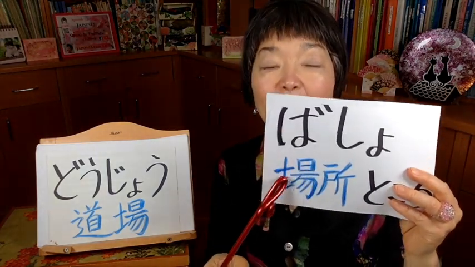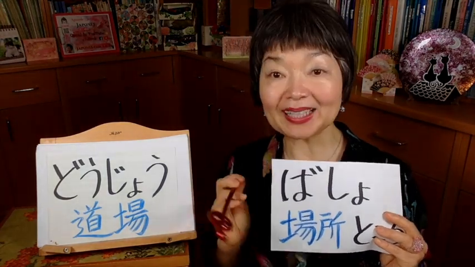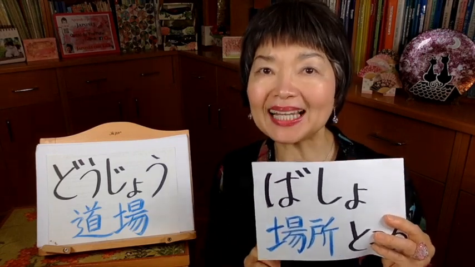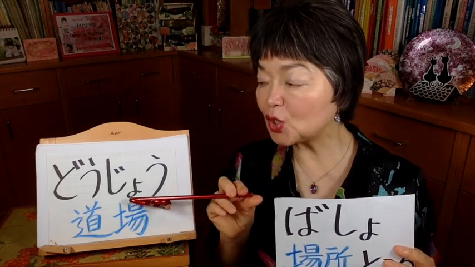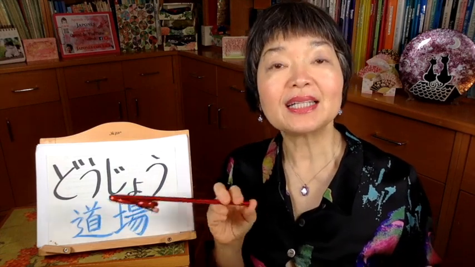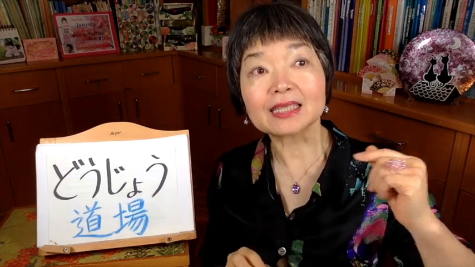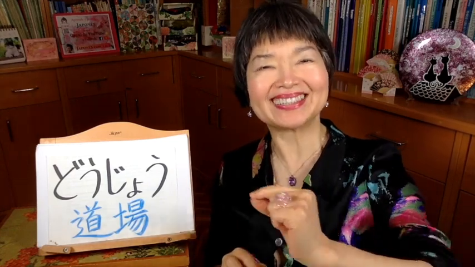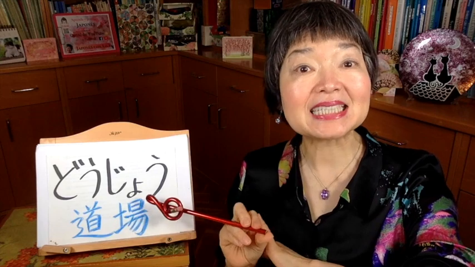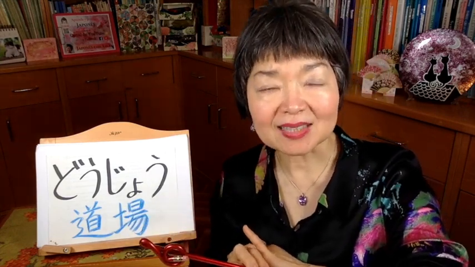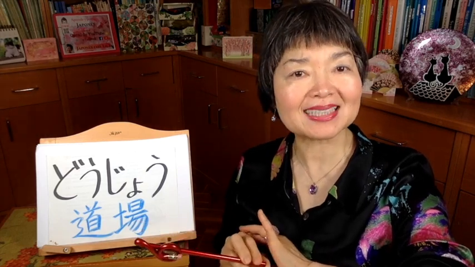道場. Well, we already saw 場所, the place. So this 場 means the place, and 道 means the path, the street, the way to get somewhere. Dojo is the place name where people practice martial arts.